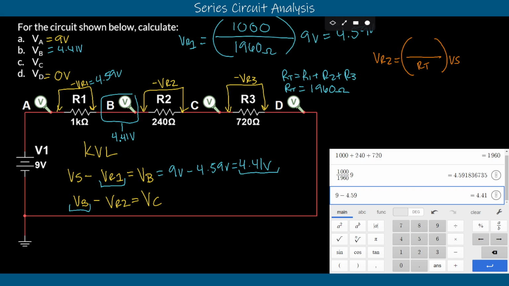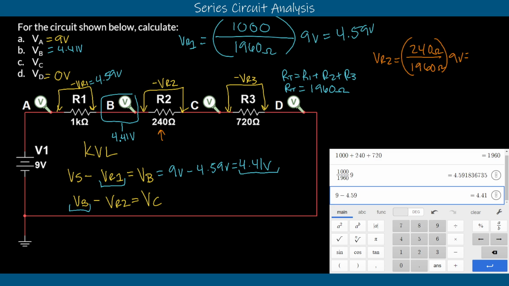We know R2 is actually 240 ohms. So 240 on top. We know our RT did not change. Right? Still exact same circuit that we just were dealing with. So we can use the same RT, 1960 there. And then our voltage source also did not change. It's still 9 volts. So we can solve this out and determine the voltage drop across R2.